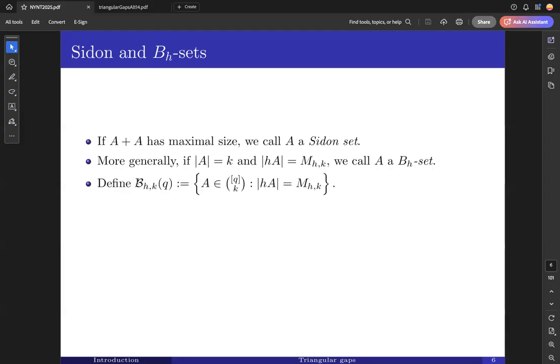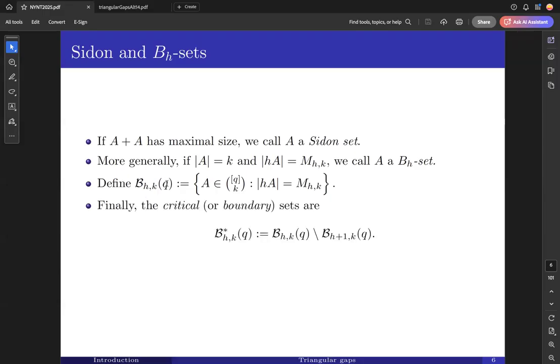Now I'm going to define script B sub h,k of q to be the set of k-element subsets of the integer interval 1 to q that have maximum size. So essentially, B_{h,k}(q) is the set of B_h sets, which consist of k elements and have all of their elements drawn from the first q natural numbers.